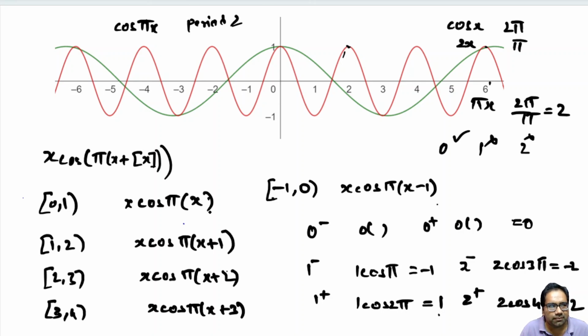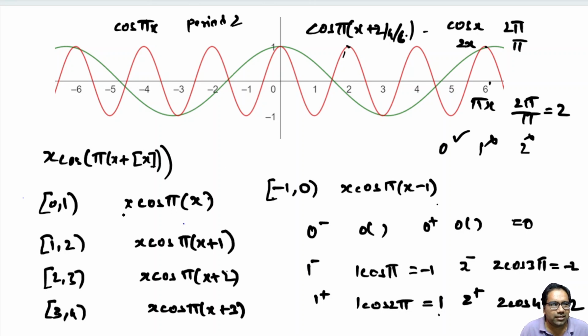Cos pi x period is 2, then x plus 2, pi times x plus 2, x plus 4, x plus 6, x plus 8, x plus 10. All these graphs are same. Because what is period? Period means after every 2 units, when x is shifted by every 2 units, the graph is same. So cos pi x and cos pi x plus 2, 4, 6, all these graphs are same. All these graphs are basically this red graph only.